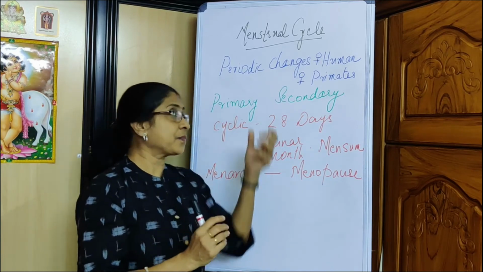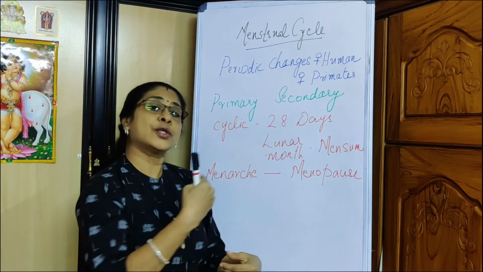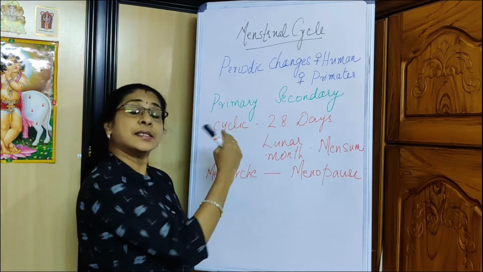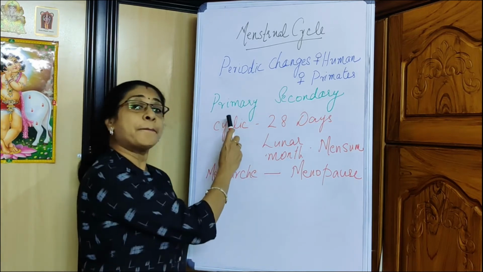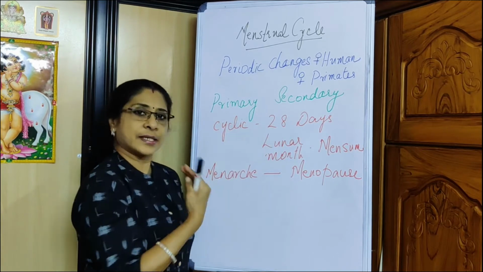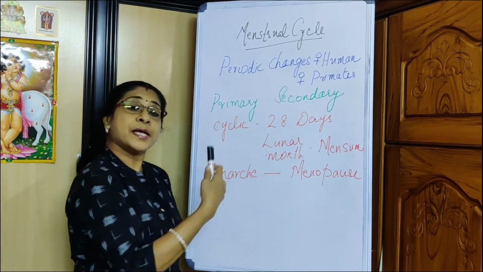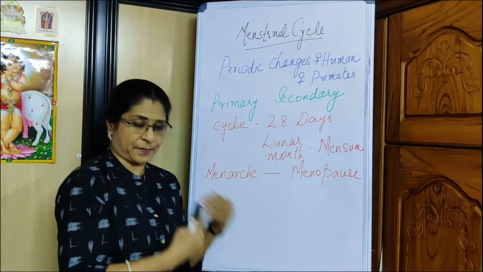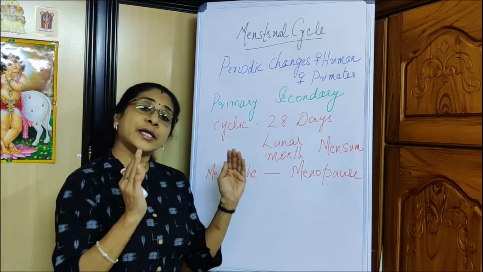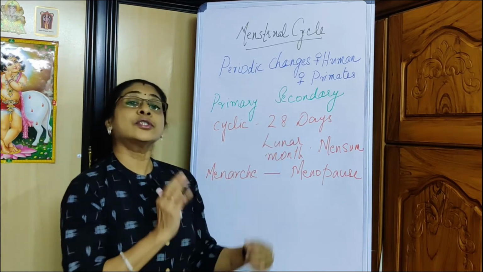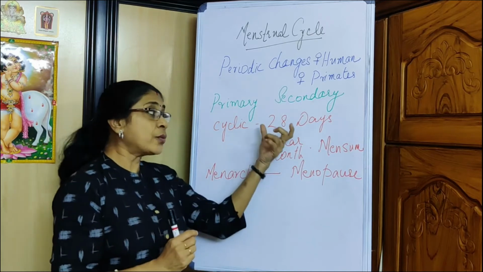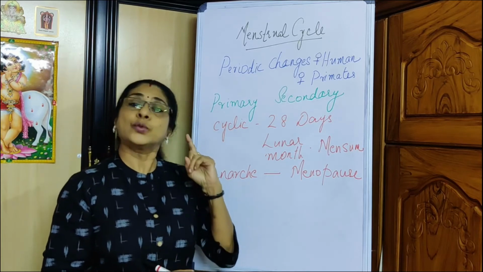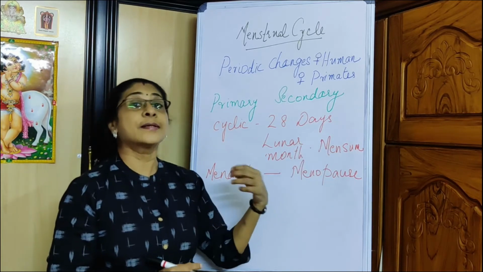Primates means apes. So periodic changes seen in female humans and primates, where changes are observed both in the primary and secondary sex organs, repeated in a cyclic manner. These changes are seen in a cyclic manner, and the duration of the cycle lasts for 28 days. 28 days is equal to one lunar month, and one lunar month is known as a mensum.